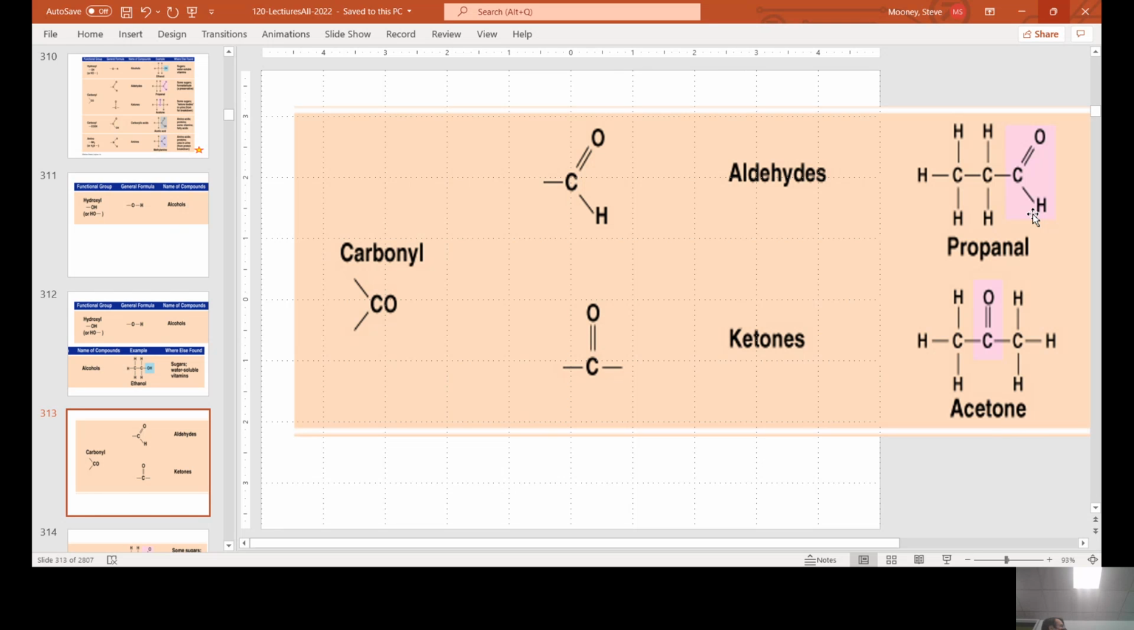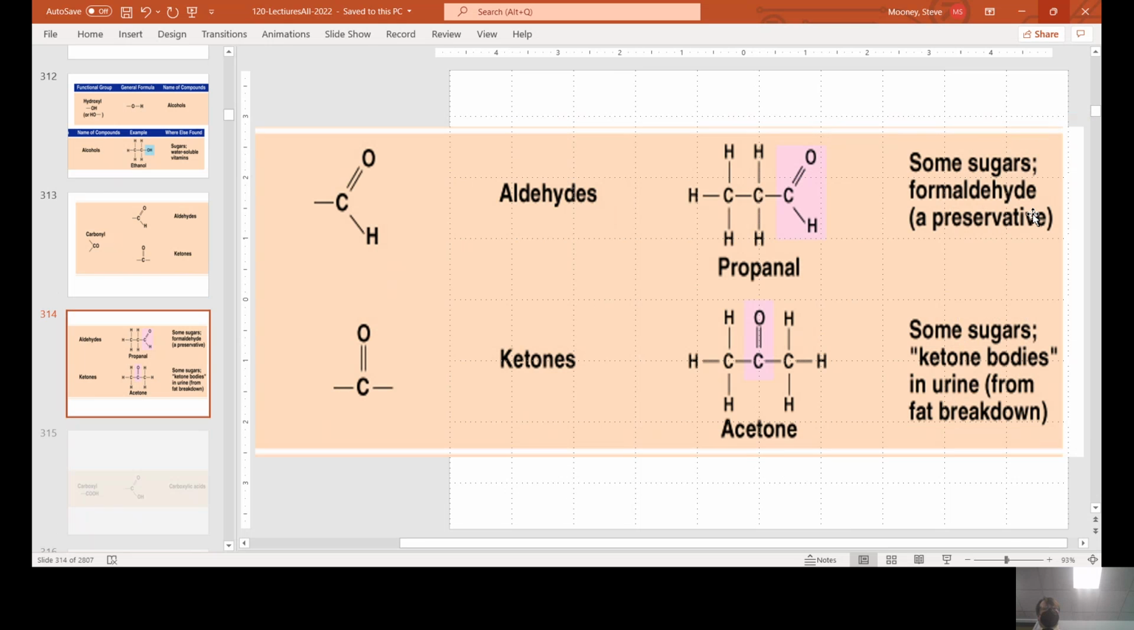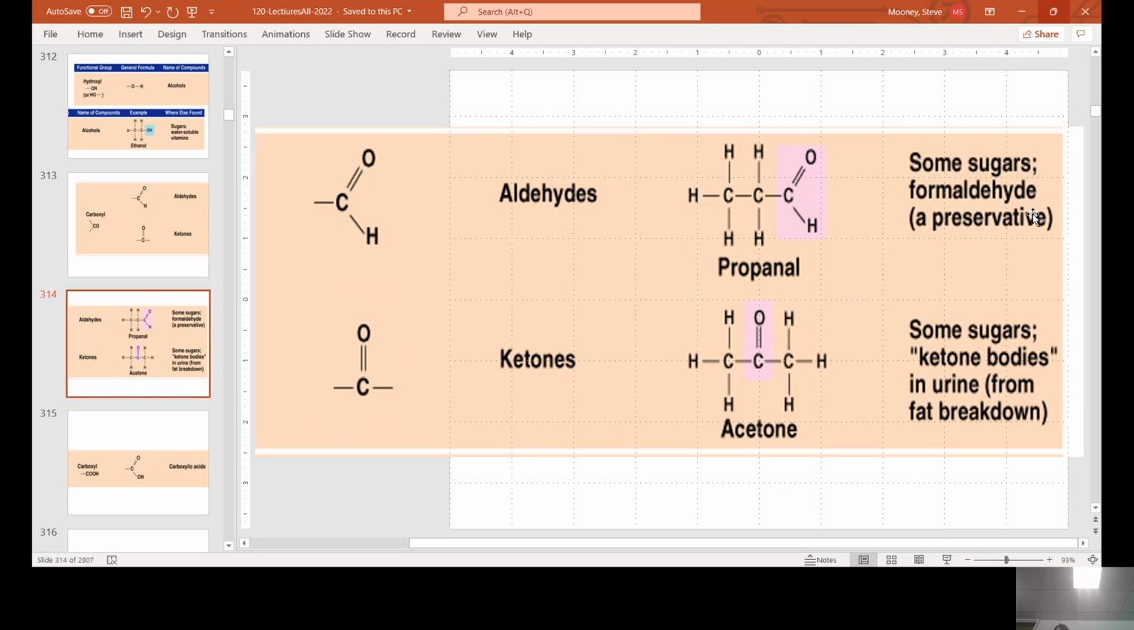So the carbonyl is about the carbon atom forming two bonds, or a double bond, with the oxygen atom. So you're going to find those in sugars, formaldehyde. You're going to find ketones in the urine of an animal with ketosis. We don't generally like that.